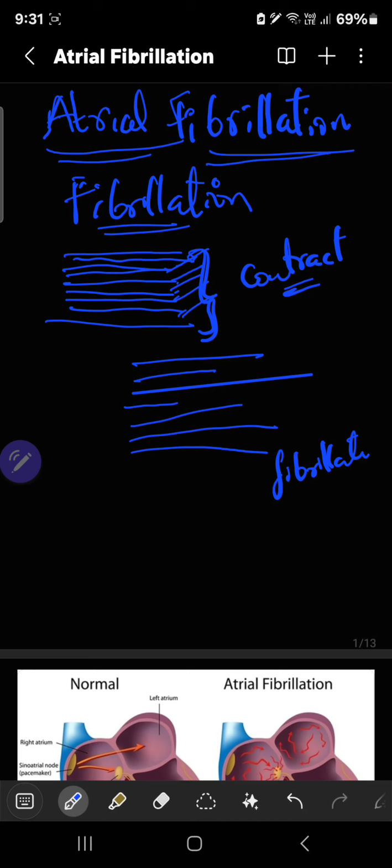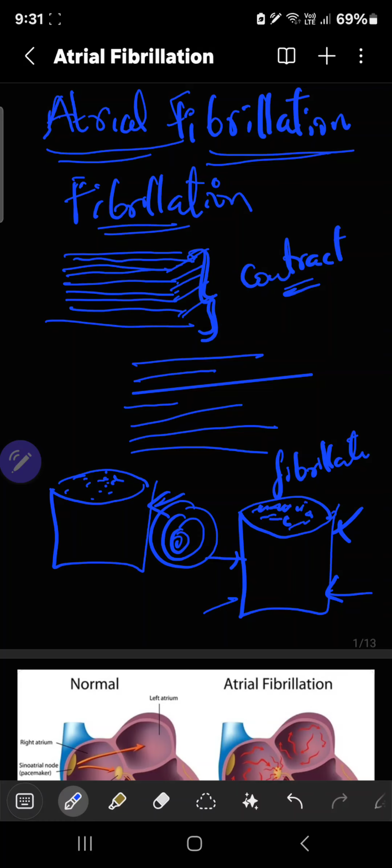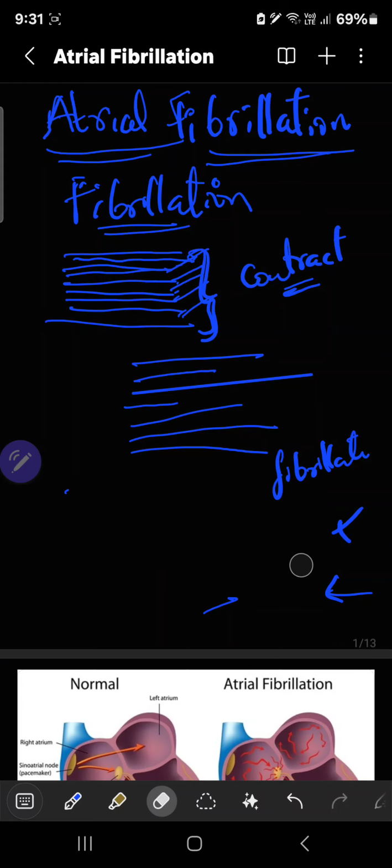In a similar fashion, suppose there is a bucket of water, and when you tap this bucket full of water at one side, it creates ripples in an orderly fashion like this. Suppose there is another bucket of water, and if you tap at multiple places at the same time, you won't see any ripples. There will be irregular waves. This is what happens in atrial fibrillation.